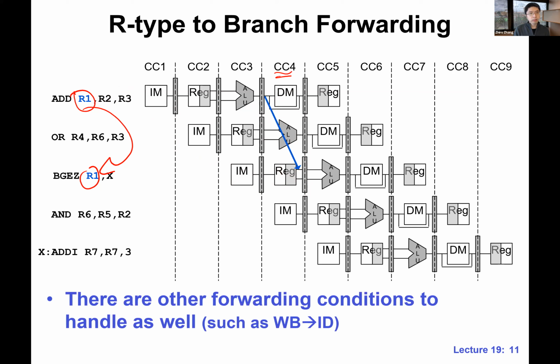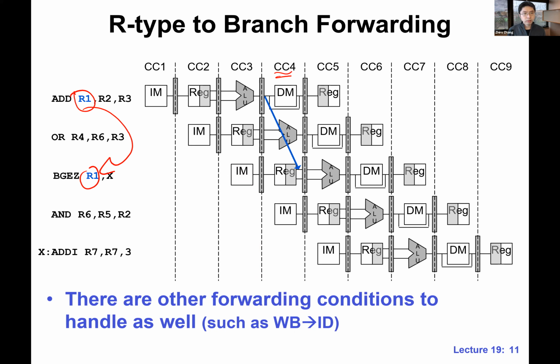This is where we have the R1 R-type instruction, which is 2 cycles apart from the branch. There are other scenarios as well, for example 3 cycles apart. You should convince yourself there are other forwarding paths that we may have to add or enable. For example, we may need to have this WB to ID, just to resolve the branch, to enable the branch calculation.